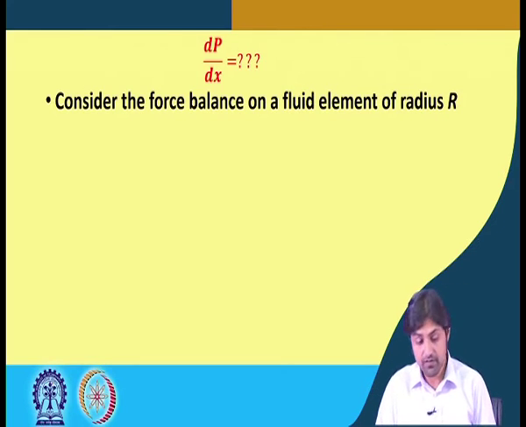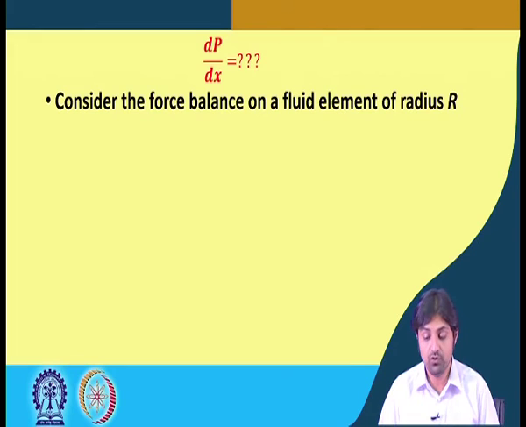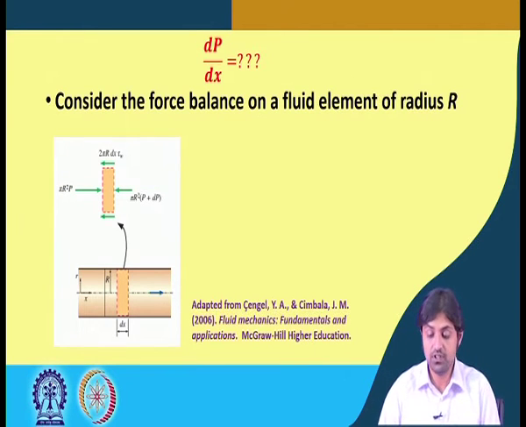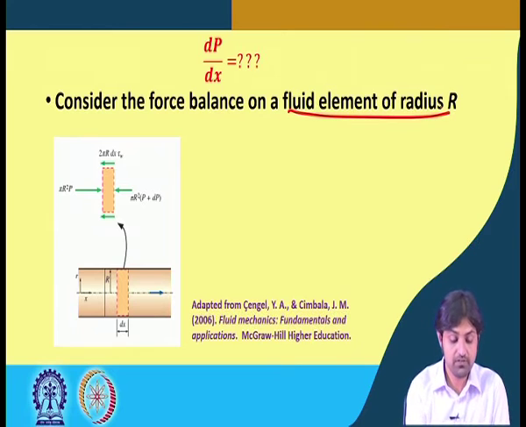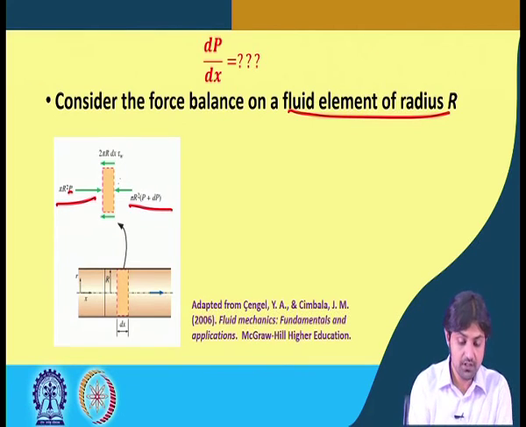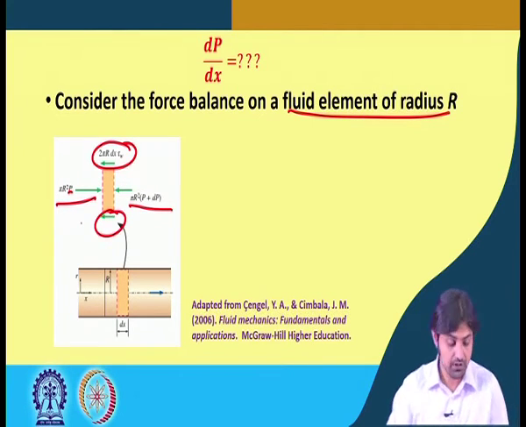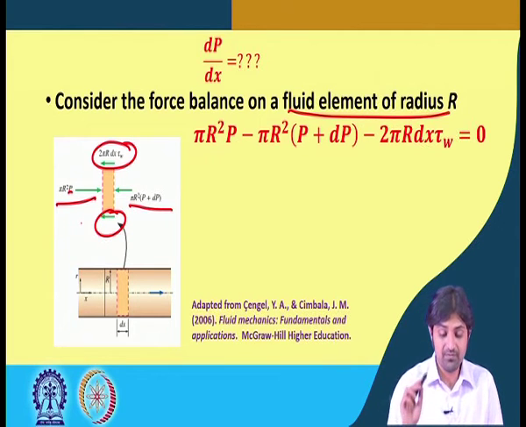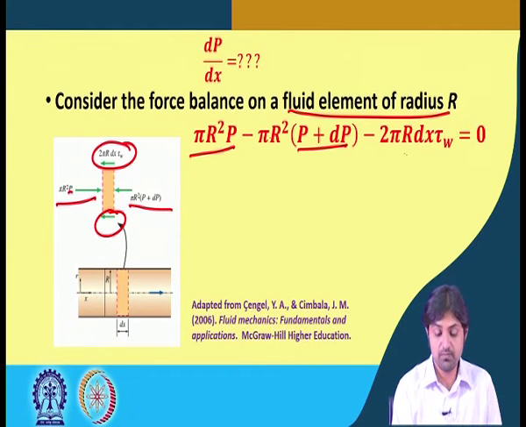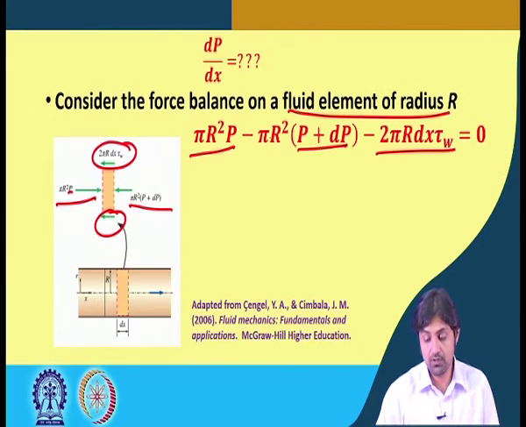To find dp dx, we have to consider the force balance on a fluid element of radius r. It is quite simple. The pressure here is P, so the force is pi r square P, and this force is pi r square (P plus dP), and there is a shear stress acting here, tau w. So the force balance is pi r square P minus pi r square (P plus dP) minus 2 pi r dx tau w. So this is the wall.